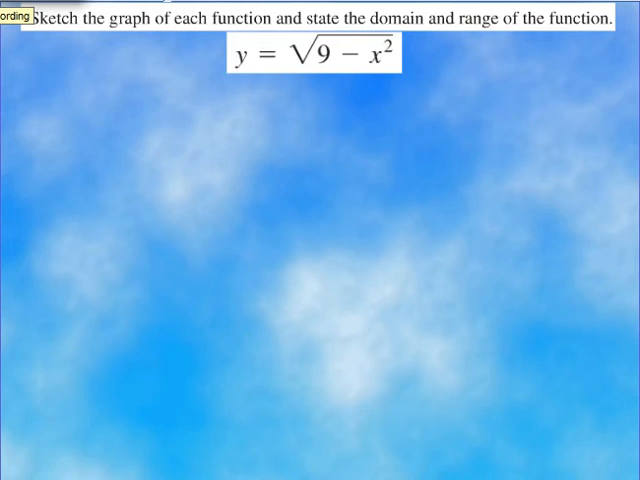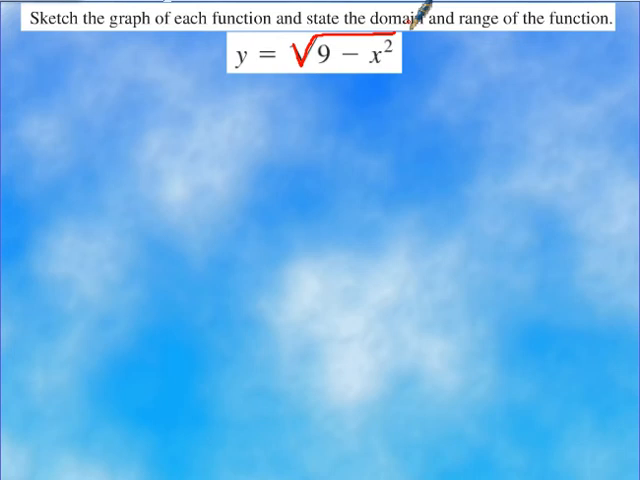Sketch the graph of this function, state the domain and range. Before we even start, are there going to be restrictions here? Domain? What do you think? Square root? Yeah. You cannot take the square root of a negative.